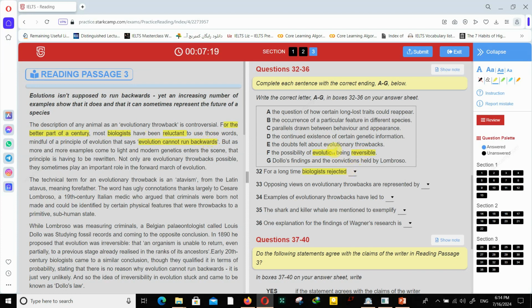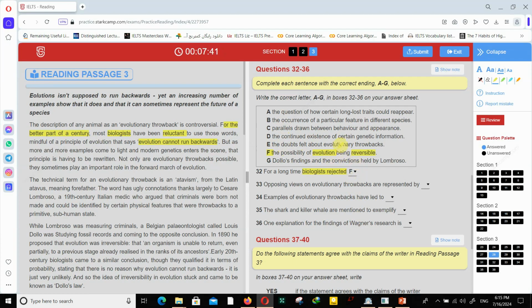Rejected, of evolution being reversible, means evolution cannot run backwards. Just paraphrasing the passage in here. So the answer for this question is actually option F. You have to write down F on your answer sheet or choose this one. And I'm going to actually highlight the F as well to not look at it for the next questions.